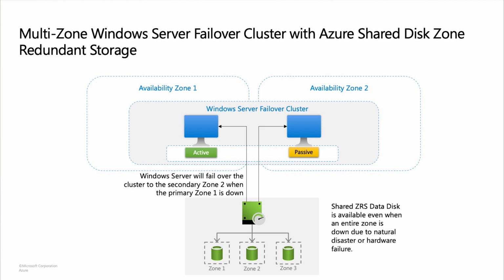Now, let's take a scenario when zone 1 goes down. Windows Server will detect that VM1 is down, and then it will automatically fail over the cluster to the VM in the secondary zone. It is able to do this with all the data intact because the shared ZRS disk will continue to be available even when zone 1 is down. So that's the benefit of using ZRS disk. It will increase the availability of your clusters, which require shared storage.